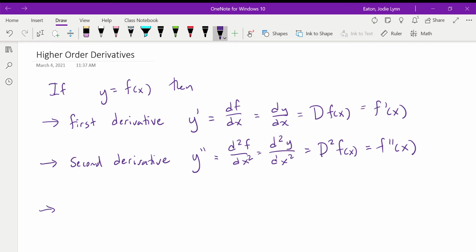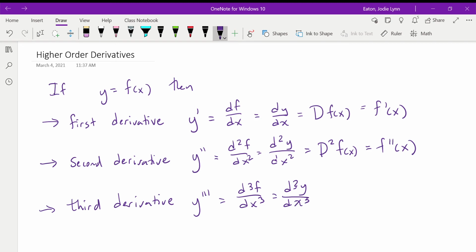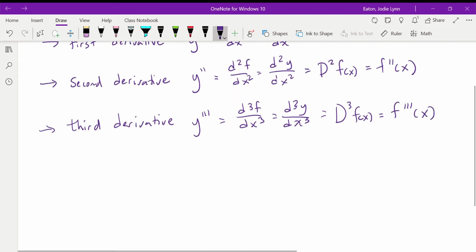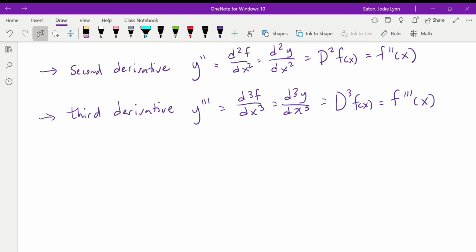Well, if we can take it 2 times, we can also take it a 3rd time. So the third derivative would be y triple prime, which is d3f dx cubed, which is d3y dx cubed, which could be d3 of f of x, or f triple prime of x. As you can see, we can carry on with this pretty much infinitely.